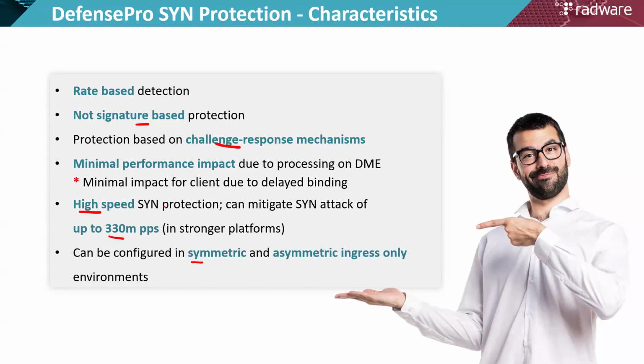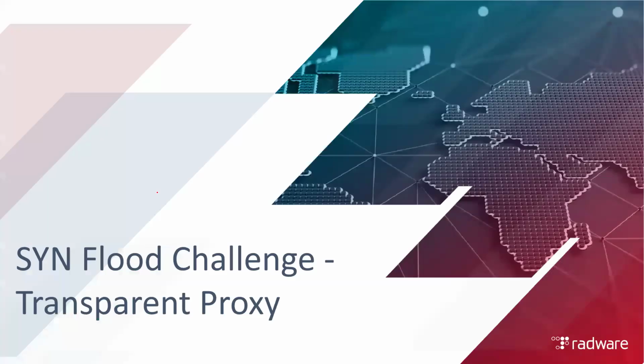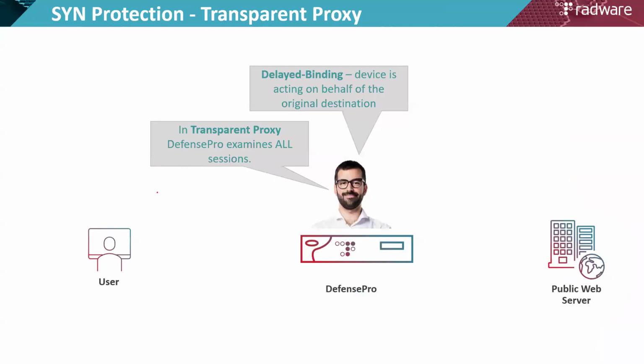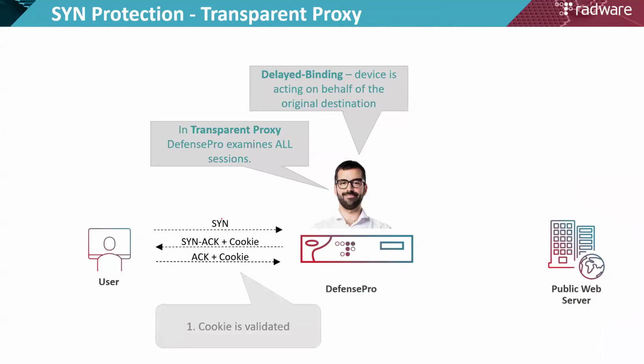Okay. So let's now look at the challenge mechanisms. The first challenge is the transparent proxy, the SYN flood challenge. Here, what we are doing is that we're sending a SYN packet. This is after the threshold is breached. Only after the activation threshold is breached, we will start challenging the clients. So whenever the threshold is breached and the user sends a SYN message to the Defense Pro, the Defense Pro will send out a SYN-ACK.